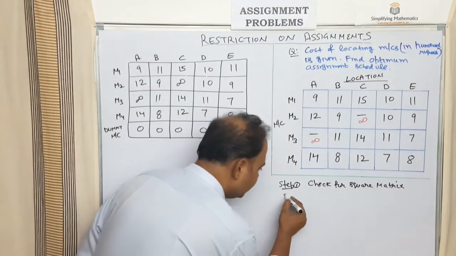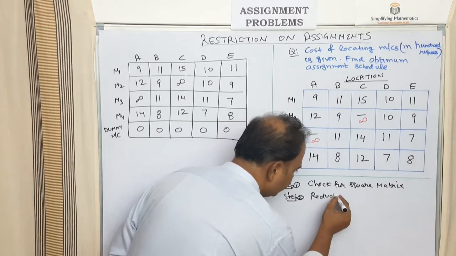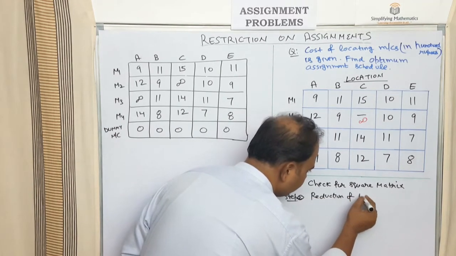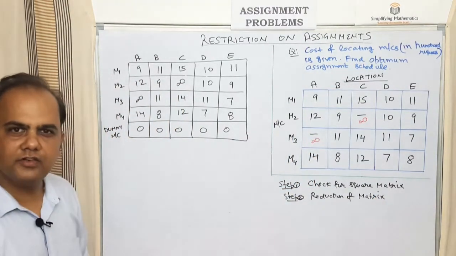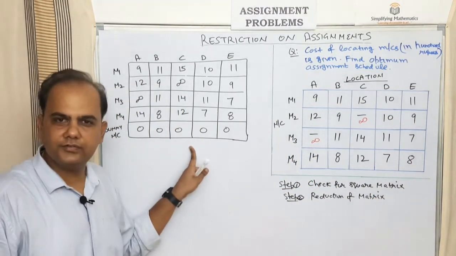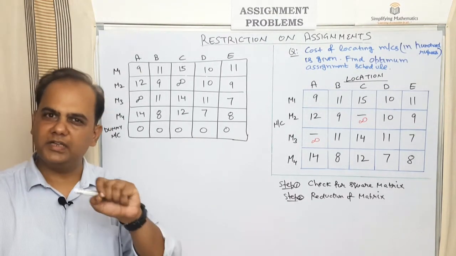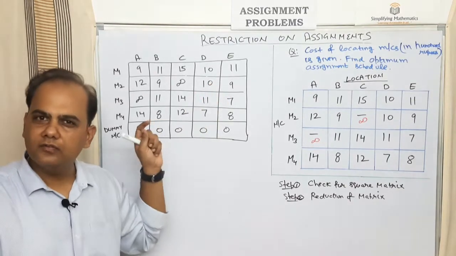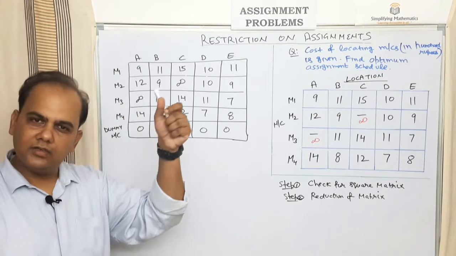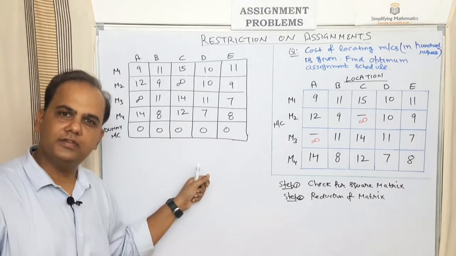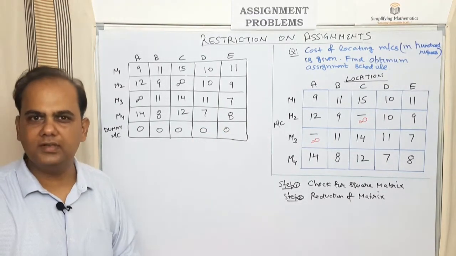Now the next step in the Hungarian method is called reduction of matrix. Reduction of matrix means you have to bring at least one 0 in each row and in each column by subtracting the minimum value of that row or column from all the other values. Starting with the row-wise operation, we'll then move towards the column-wise operation.